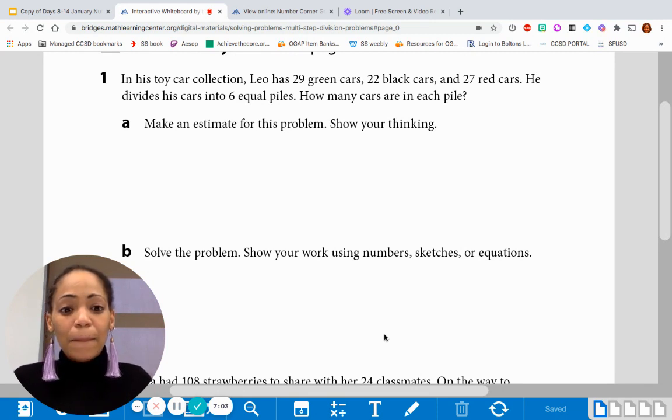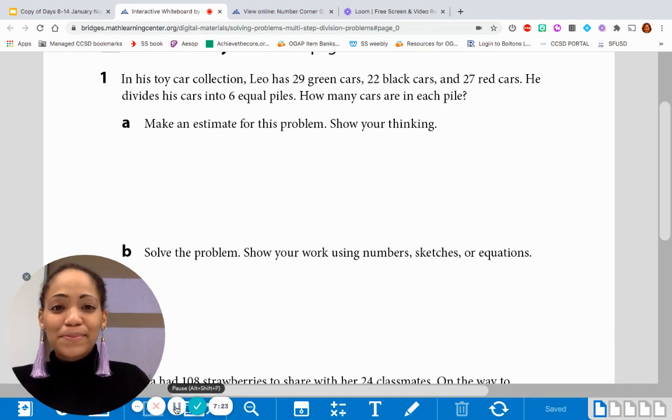Right. Well, I want you guys to work out this problem. So you may need to pause this video so that you can work it out. And actually, you probably should pause the video so that you will work it out. And show your thinking using numbers, pictures, or equations. All right, go for it.